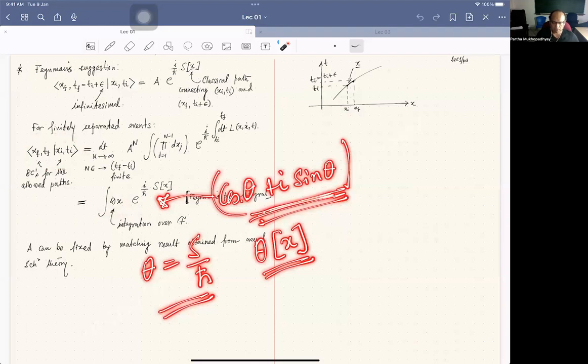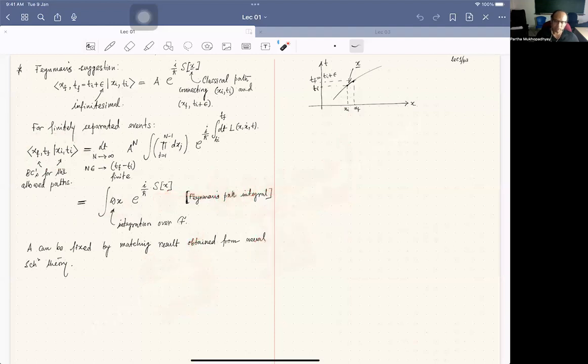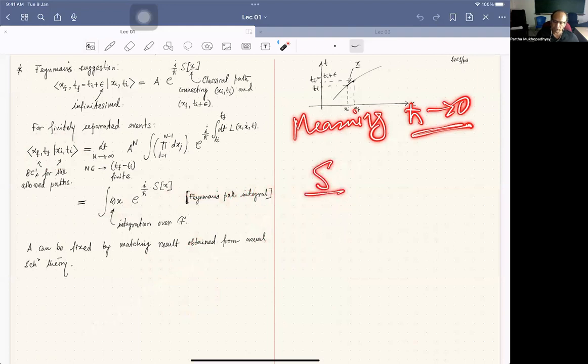Now first let's understand what the h bar going to 0 limit means. What is the meaning of h bar going to 0 limit? H bar is a fixed number in nature, so you cannot send it to 0. What you are actually doing is that you are considering action divided by h bar to be very large. Now what it means is that the value of the action in units of h bar is very large.